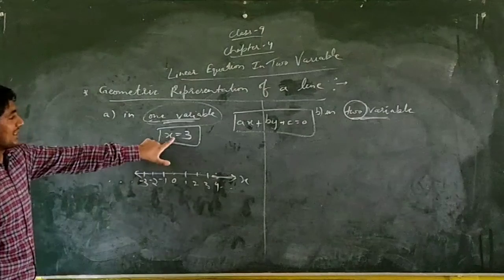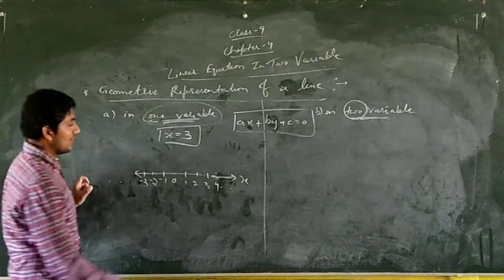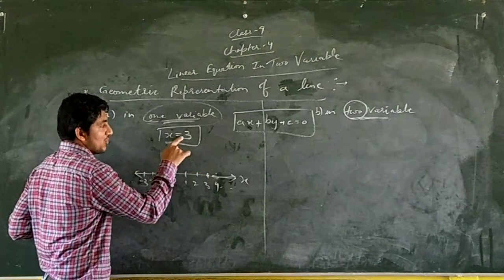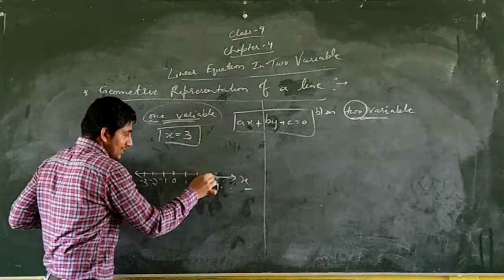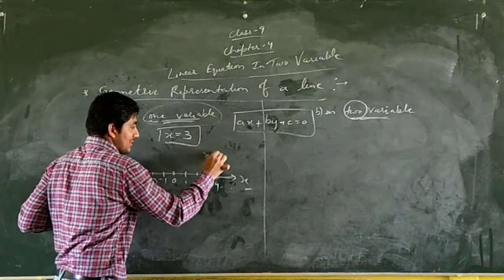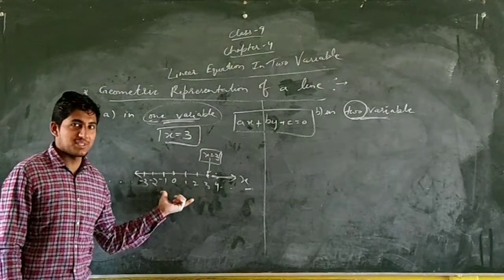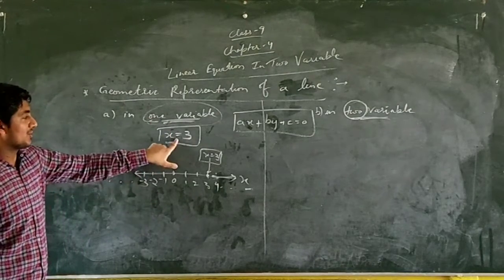Now we have to represent x is equal to 3 in one variable. So where is 3? This is 0, this is positive 3. This is the variable x, and this point is x is equal to 3. This is generally the number line representation in one variable for x is equal to 3.